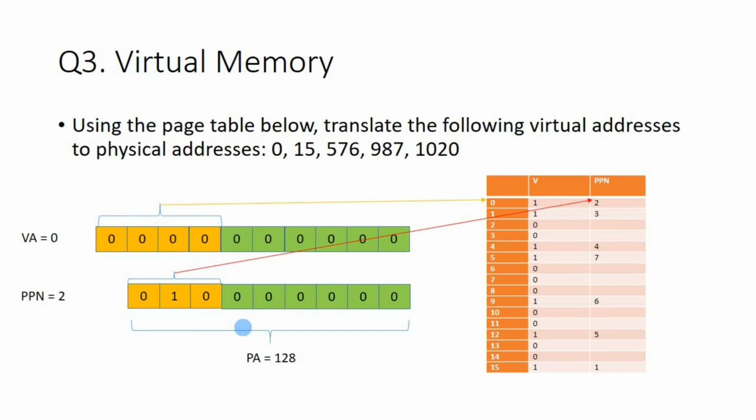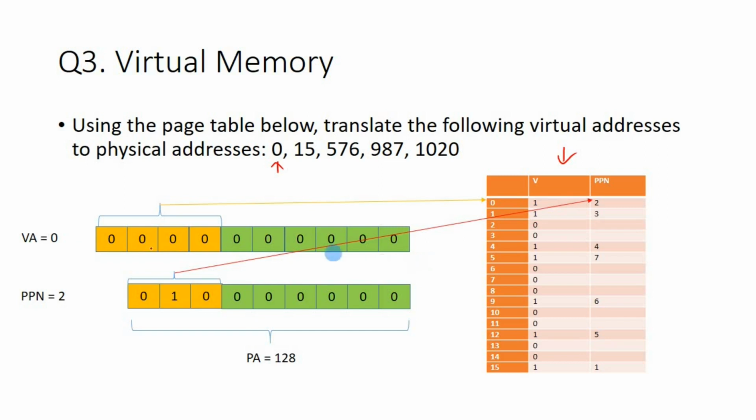For the last part on this question, we are supposed to use this table to translate the following virtual addresses to physical addresses. Let's see how we do this. For the first example, your virtual address is 0. Virtual address 0 means all the bits are 0.